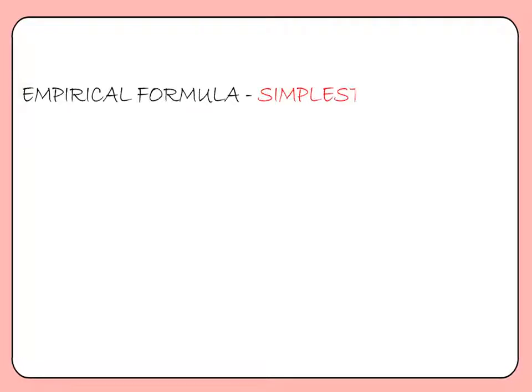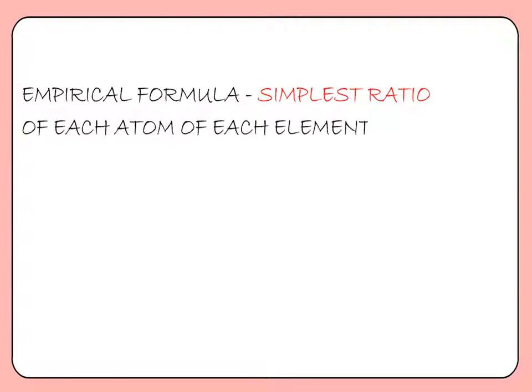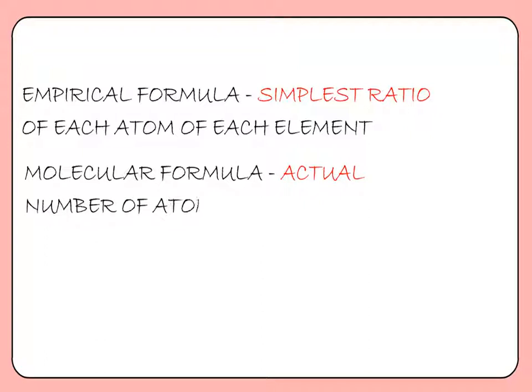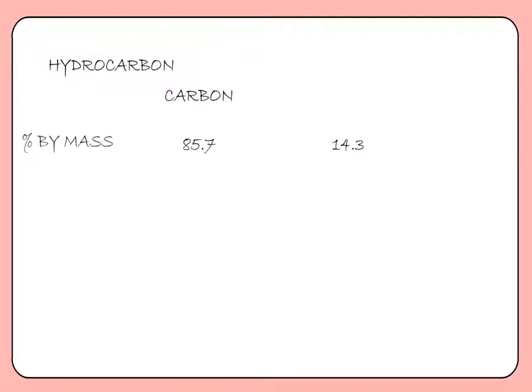Empirical formula gives the simplest ratio of each atom of each element in a compound, whereas the molecular formula gives the actual number of each atom of each element. Empirical formula can be worked out from experimental data when you have the percentage composition of each element. For example, if we had a hydrocarbon that has 85.7% by mass of carbon and 14.3% hydrogen, we could work out the empirical formula as follows.